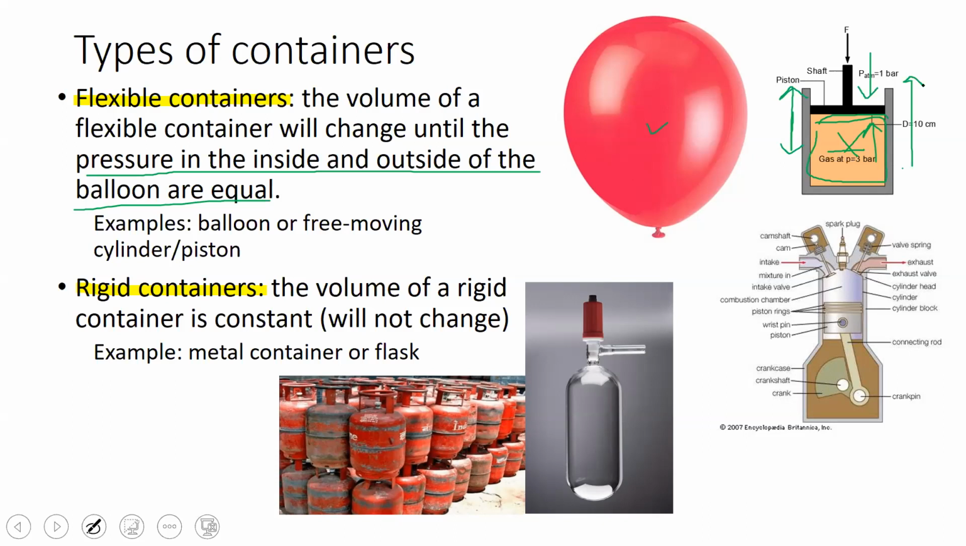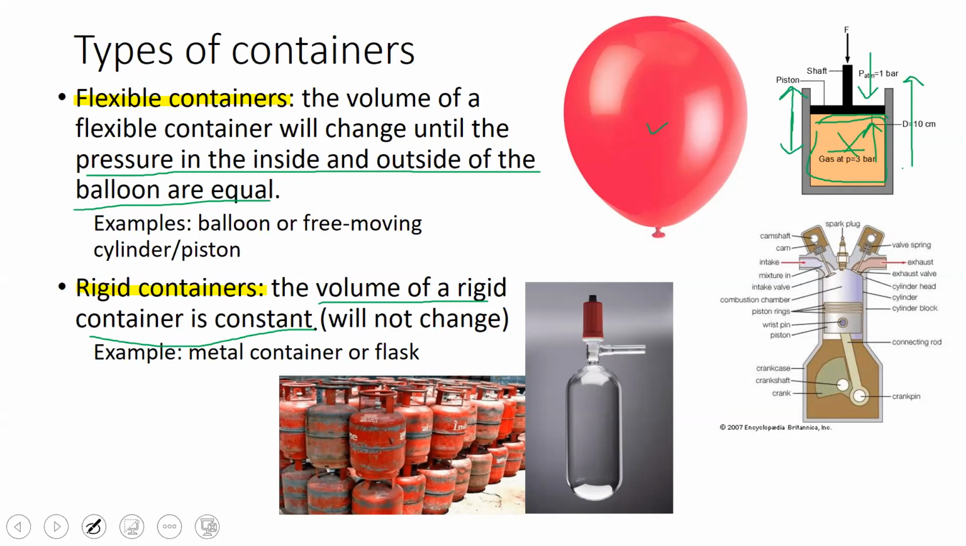When it comes to a rigid container, though, the volume of the rigid container is constant. So it's not going to change, which means that when we look at something that has a rigid container, we're really looking at a constant volume. So we might be looking at how many moles of a gas, or what the temperature of a gas is, and the pressure on the inside of that container.